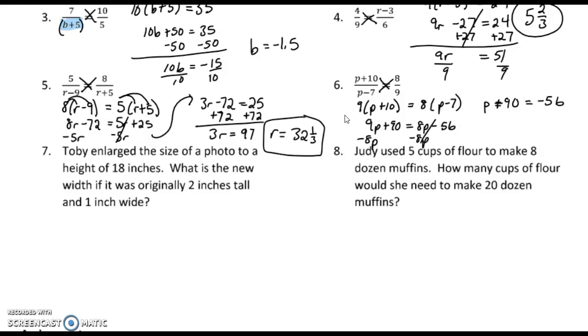All right, and then we need to subtract the 90. So it's kind of weird because we just don't have numbers that big usually. But p equals negative 146.